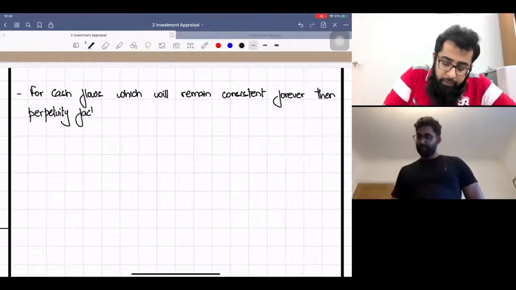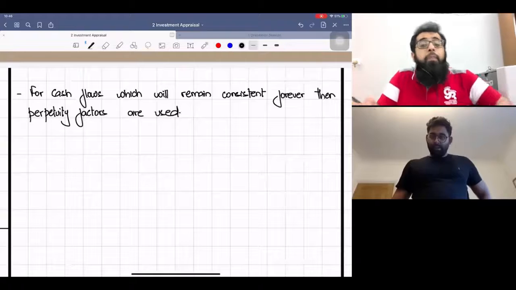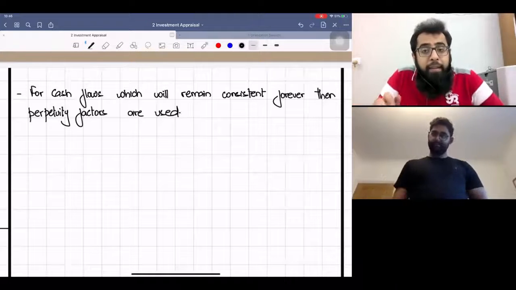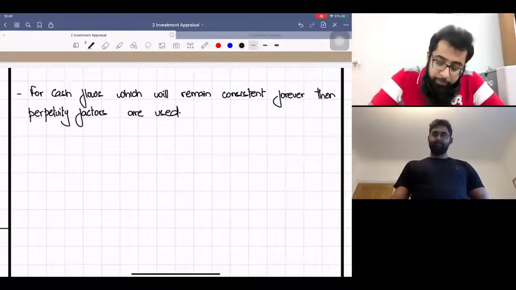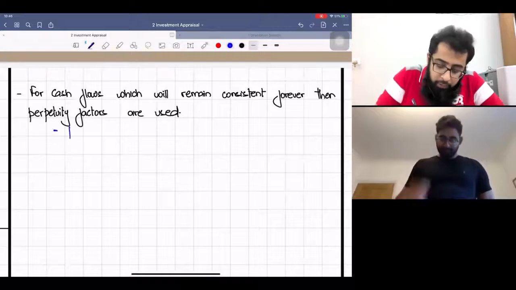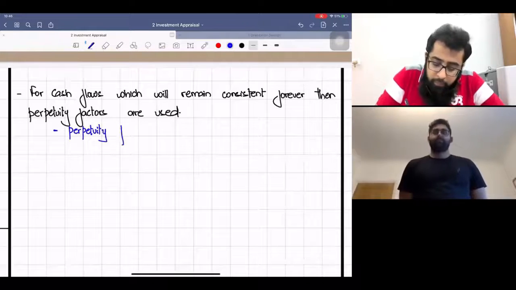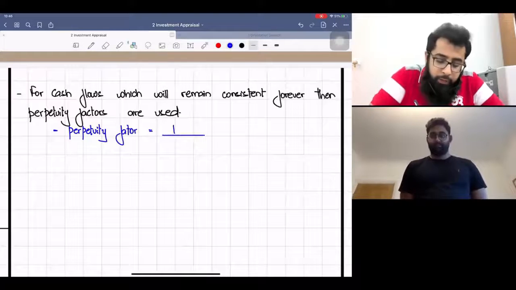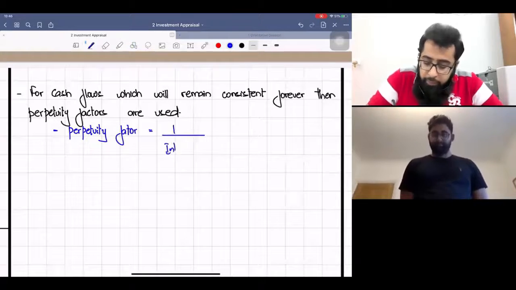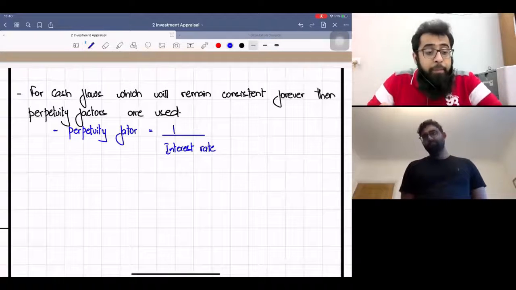Okay. What is the formula of perpetuity? 1 divided by interest rate, basically the discount rate. Perpetuity factor is 1 divided by interest rate. Okay, like for example, if interest rate is 10%, we simply use 1 divided by 10%. So that gives us the perpetuity factor.